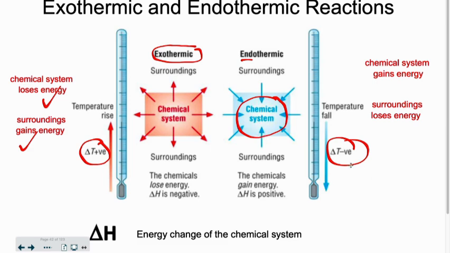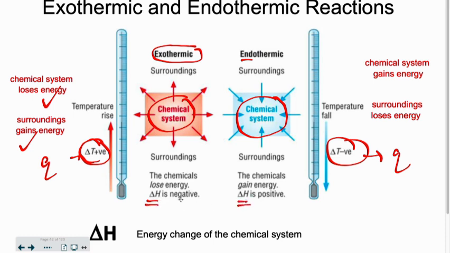So two terms here: the energy of the surroundings. In this case, my surroundings is gaining energy. In this case, my surroundings is losing energy. We represent that by the letter Q, and you will see that. And then the energy of my chemical system, in this case it's losing energy, and in this case it's gaining energy, is shown by delta H.